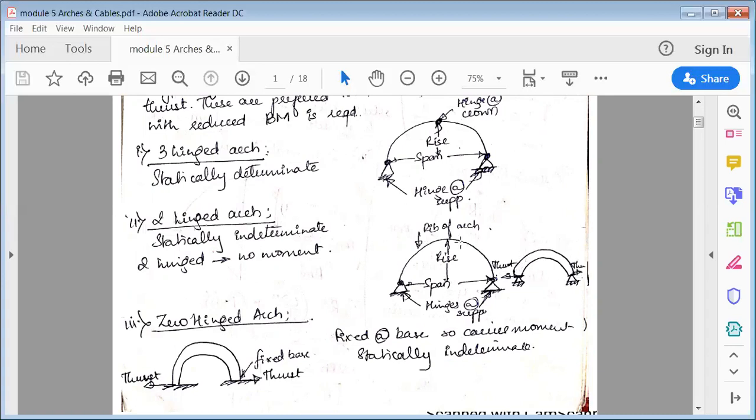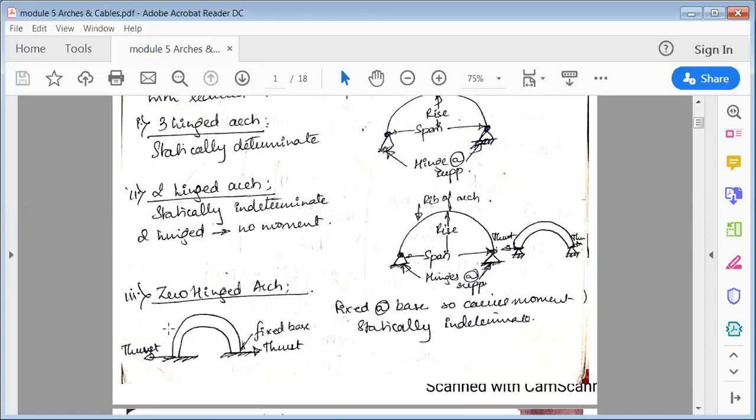So what we are drawing here is one dimensional. In actual, it looks like this. So the beam, if you try to invert this, it looks like an arch. Then this is the zero hinged arch. That means you can see here, there are absolutely no hinges at the supports. Both the supports are fixed. You can see here, both supports have fixed support only.